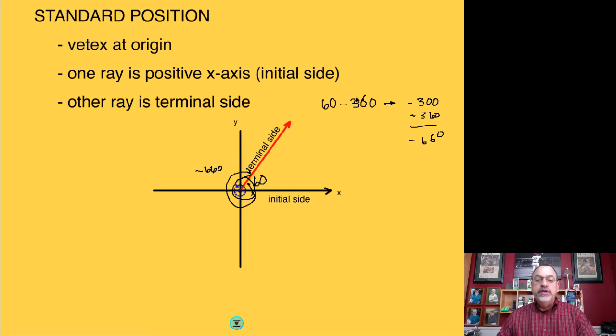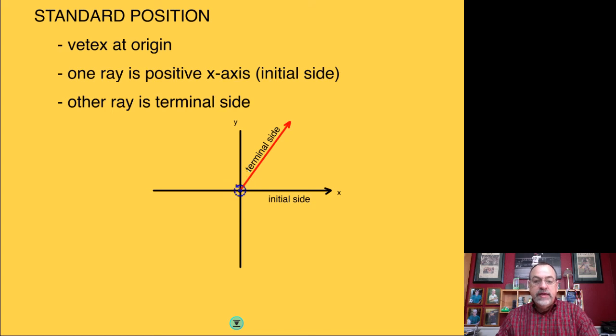So to determine coterminal angles, if I want a positive coterminal angle, I simply add 360 degrees as many times as it takes me to get a positive value for an angle. If I want a negative coterminal angle, I simply subtract 360 degrees as many times as I need in order to give me a coterminal angle. And again, that's if we're talking about degrees.